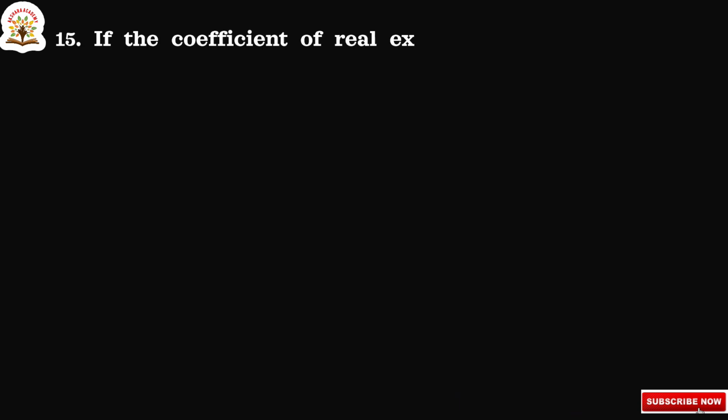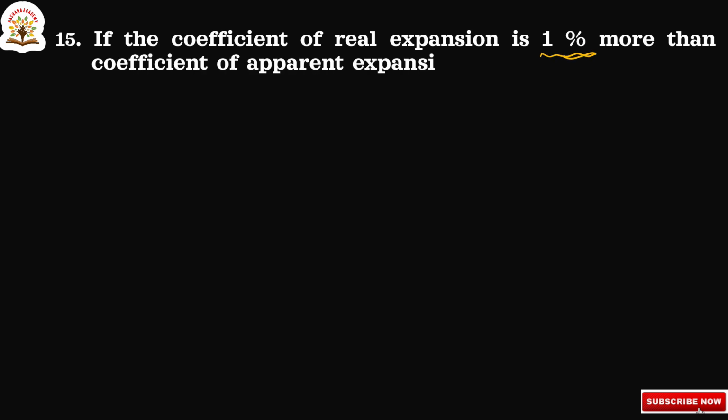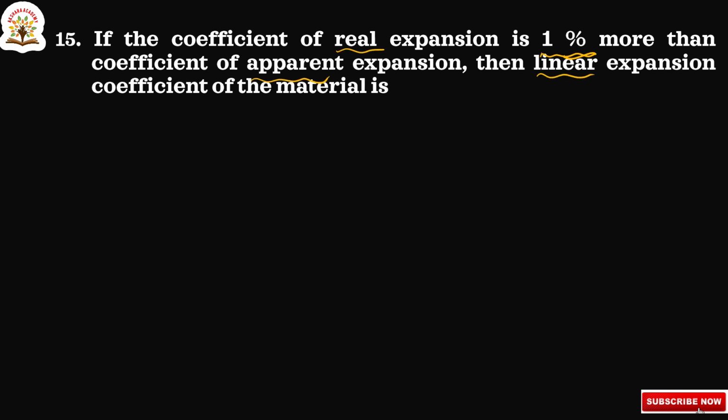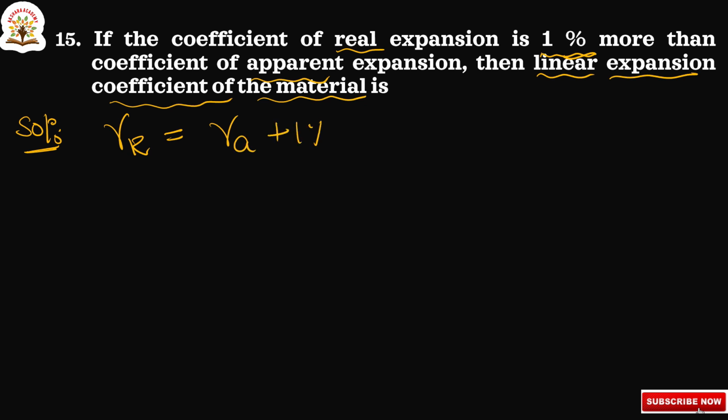If the coefficient of real expansion is 1% more than the coefficient of apparent expansion, then what is the linear expansion coefficient of the material? So here we have to calculate the coefficient of linear expansion of the material. Now let us go to the solution. Gamma R is equal to gamma A plus, they have given 1% more than.